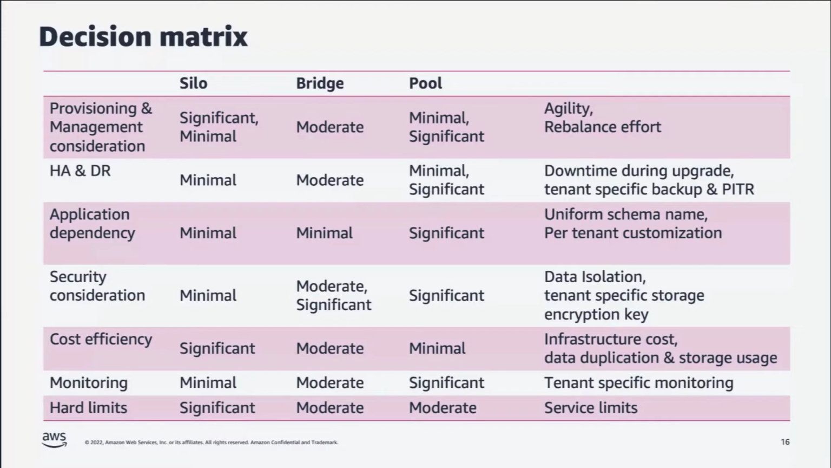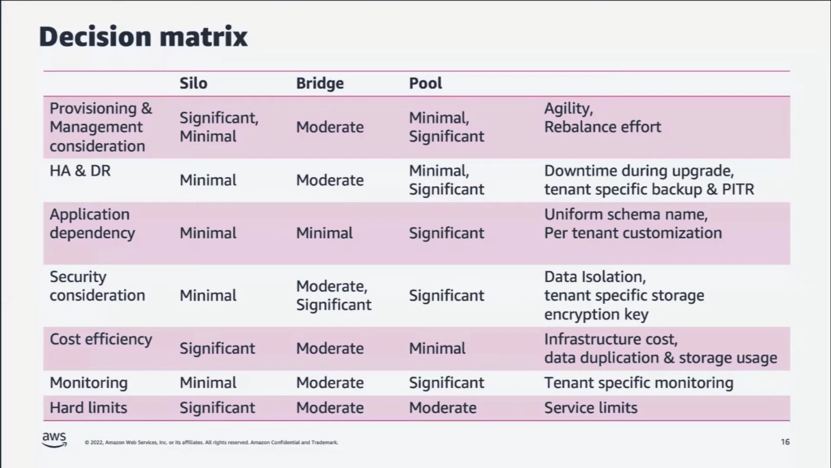And tenant level availability, silo has the highest level of availability, right? And one tenant's unavailability will not impact another tenant in silo. And when it comes to bridge and pool models, it impacts all the tenants hosted in the database cluster. Please note that RDS and Aurora automatically fail over your database when configured with multi-AZ.